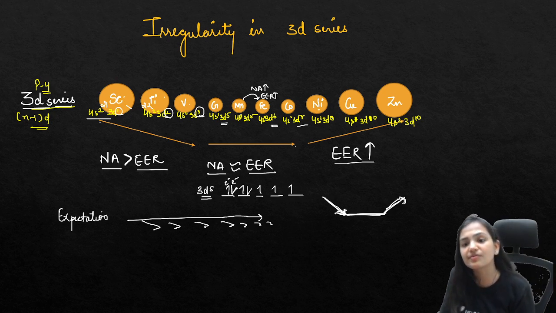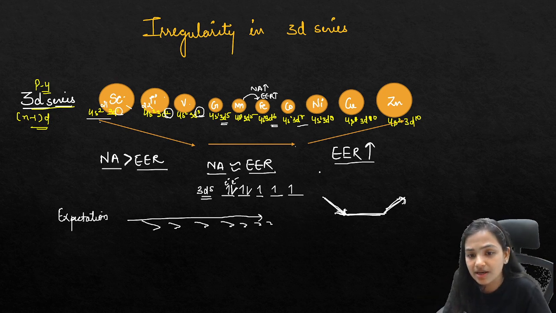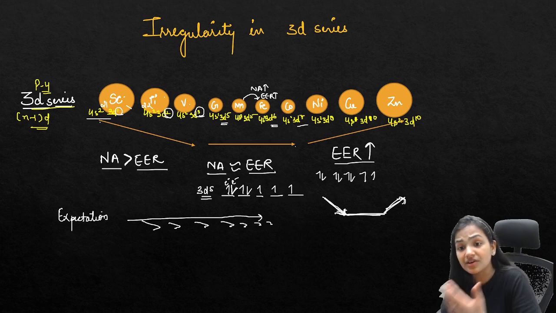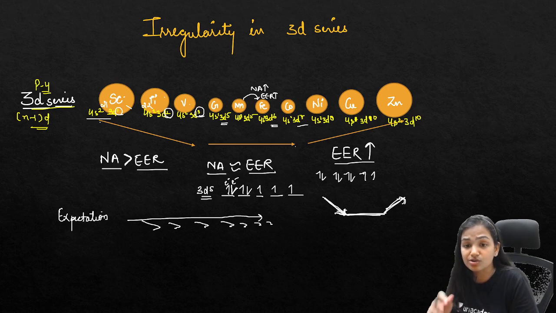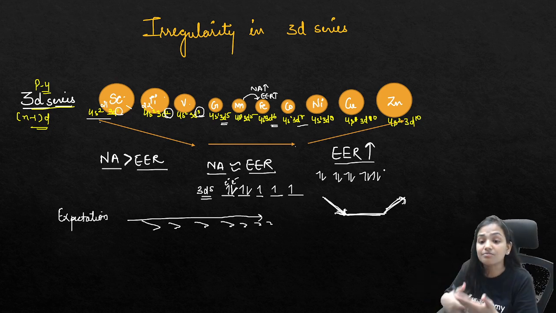But as we move to Ni, Cu, Zn, here we have 3d8, meaning 1, 2, 3, 4, 5, 6, 7, 8. Now more electrons are pairing up, and therefore more repulsion. 3d9, more repulsion. 3d10, more repulsion. So as you add more electrons, there is more repulsion.